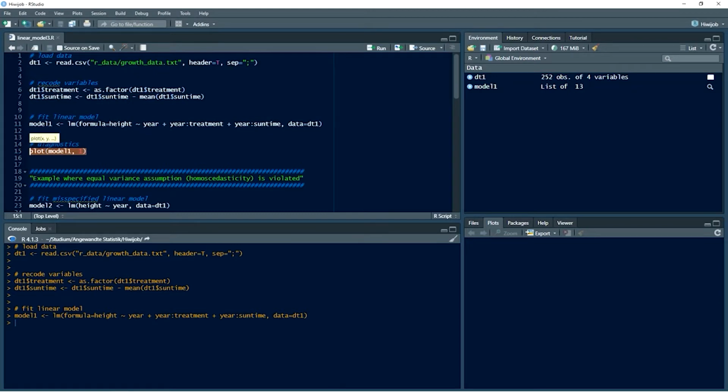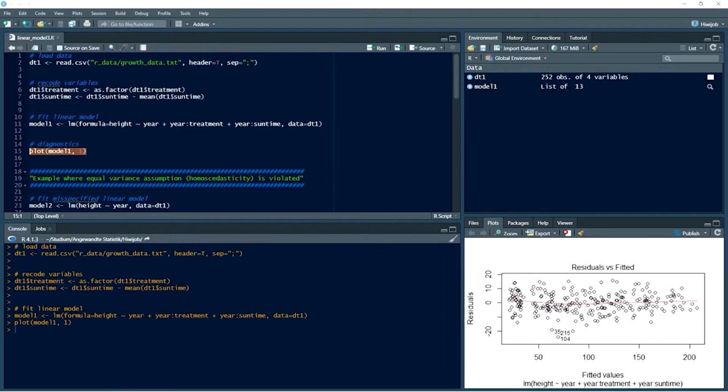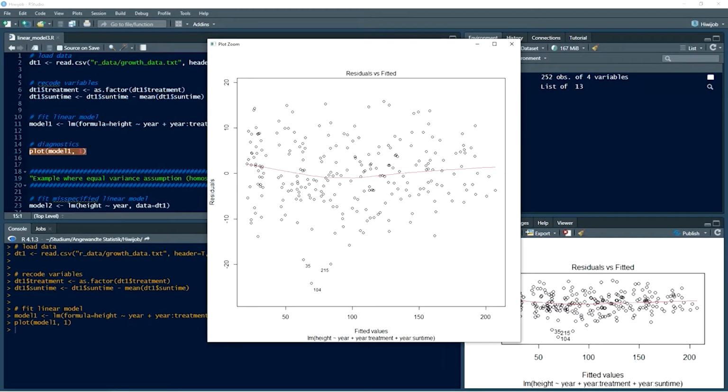To check if the model assumptions are fulfilled, we can look at diagnostic plots. We can obtain these plots by using the plot function on our model object. Furthermore, we can specify which diagnostic plot we want. The residual plot is the first diagnostic plot. On the x-axis, we have the fitted values, which are the height values predicted by our model. And on the y-axis are the residuals, which are, as we know, the deviations from these predictions.